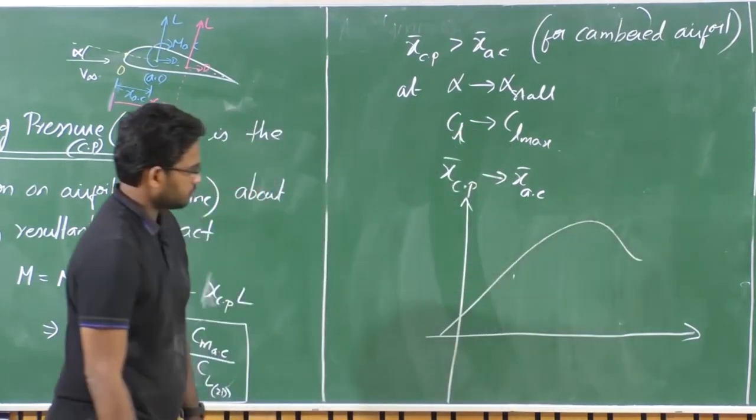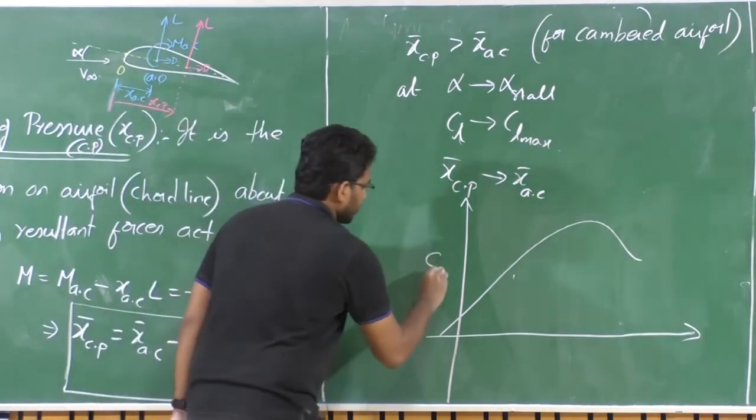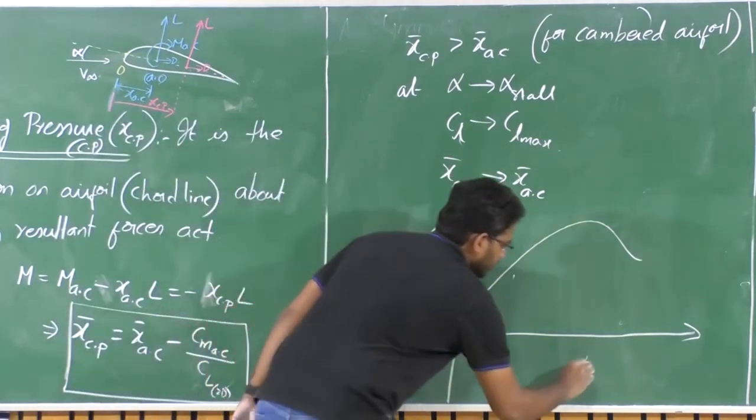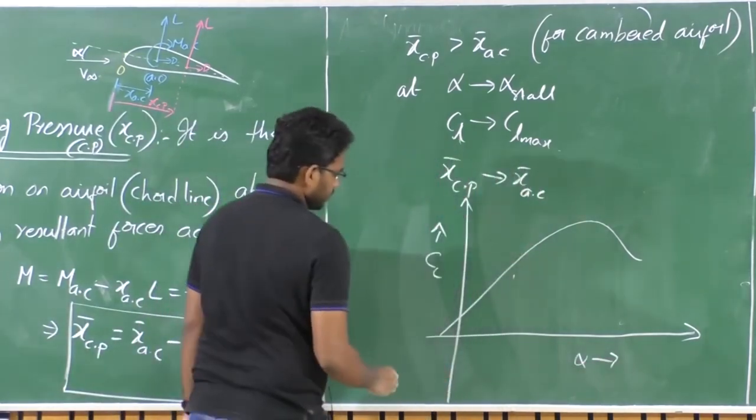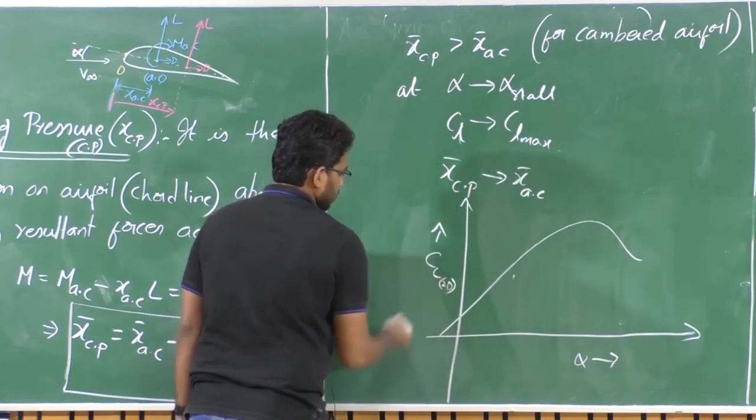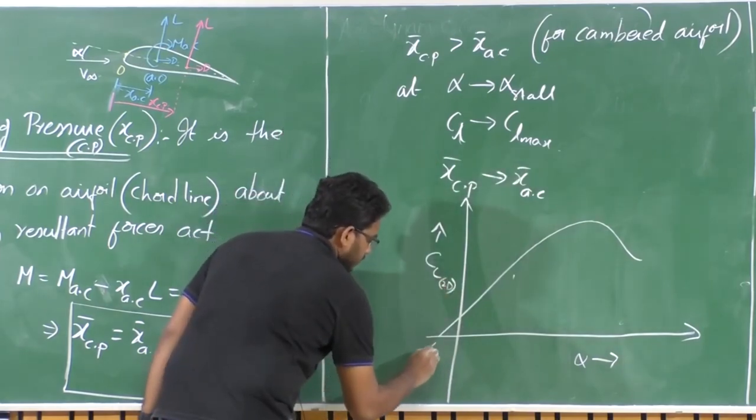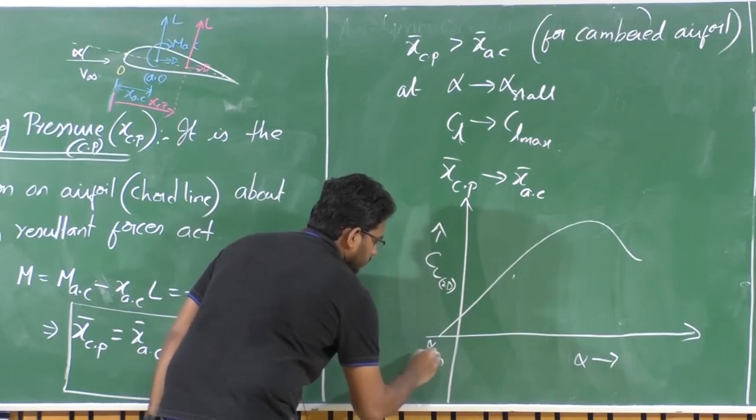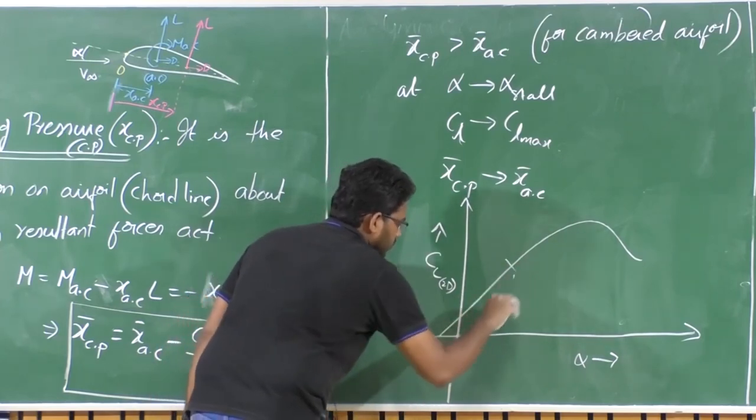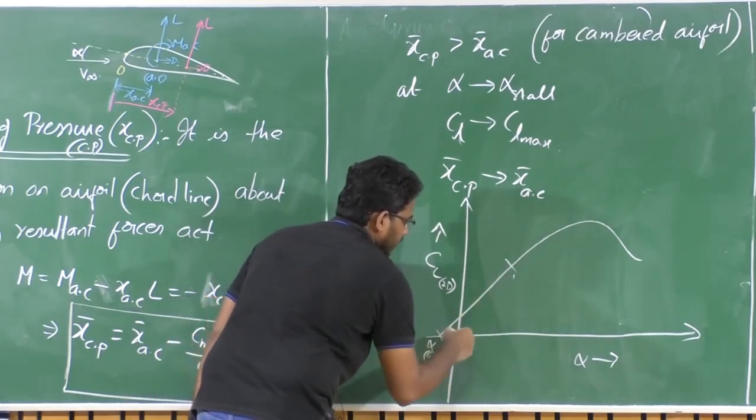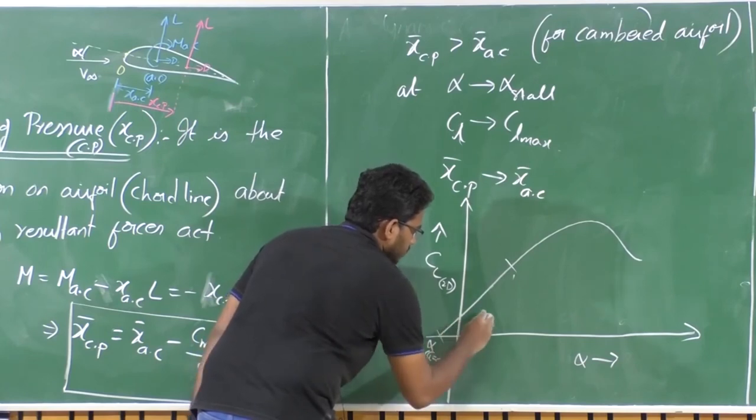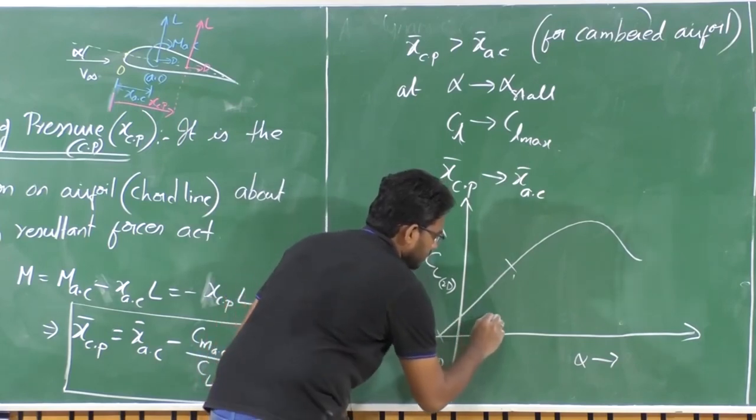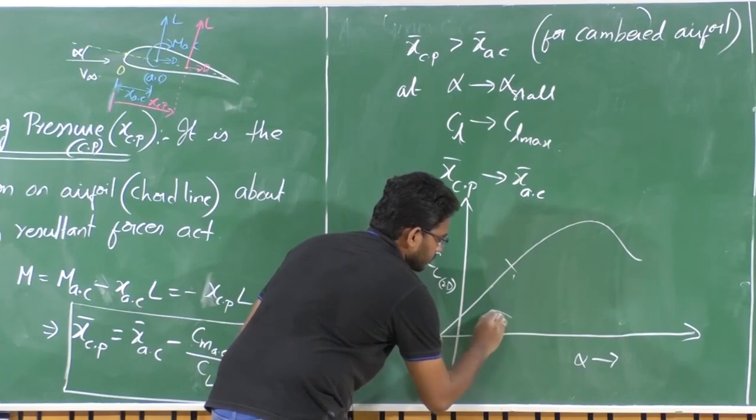Okay. So this is the typical variation of lift coefficient with angle of attack for an airfoil. This is 2D again. This is the alpha at which CL is equal to 0, right? So within this linear regime of angle of attack, or say at low angles of attack, you have an airfoil.